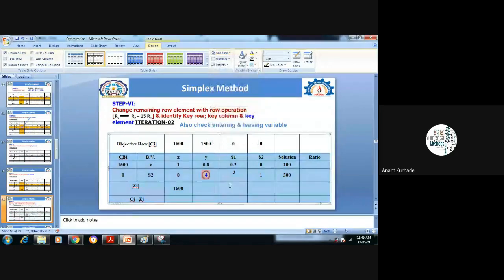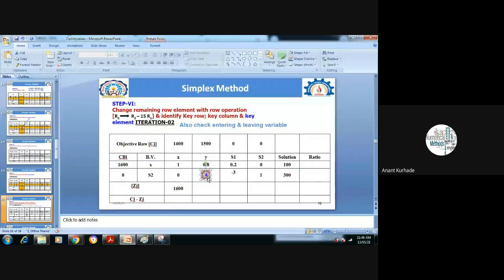Do this fast. Okay, I will remove this and put 4 here. 1600 into 0.8 plus 0 into 4. What is the value of 1600 into 0.8? 16 into 8 is 128, so 1280.